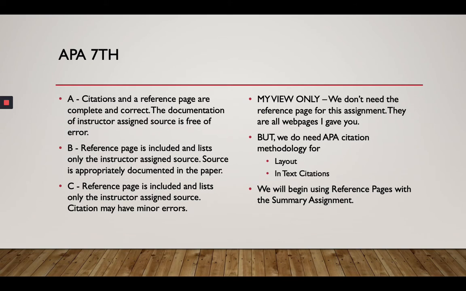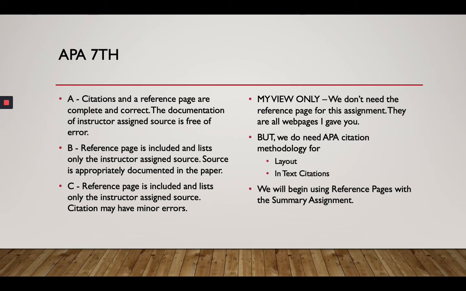We also haven't been really stringent on APA 7th. The only thing I'm really requiring is in-text citations. Everything we gave you, all of the links we gave you, everything has a date on it. And that date is all that matters because you're going to give me the author and the date for in-text citations. I don't need an end references page yet. We're going to work on that for the summarization.